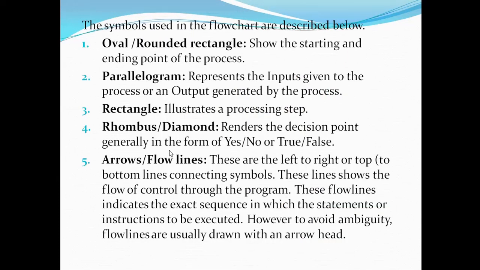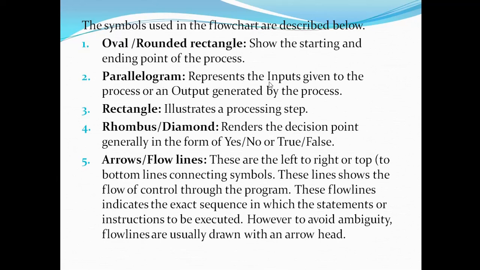Next, these are the explanations for those geometrical symbols. The first one is an oval. Oval is also called a rounded rectangle. This shows the starting and ending point of the process.